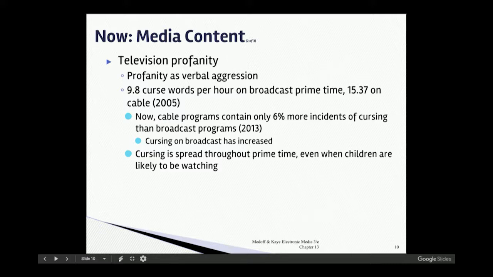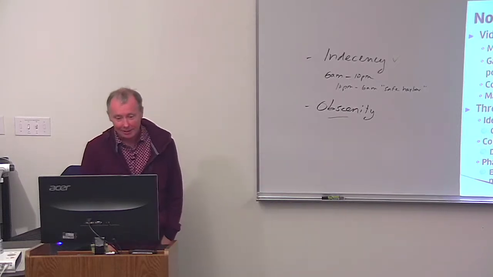But check it out. On broadcast prime time, 9.8 curse words versus 15.37 on cable. Be interesting to know exactly how they define a curse word. It's definitely not F-bombs and others, but I think you can get away with more on cable than you can on network TV. It's pretty clear. Cursing on broadcast has increased as community standards change. So there we go. It's kind of evidence of liberalizing of content.